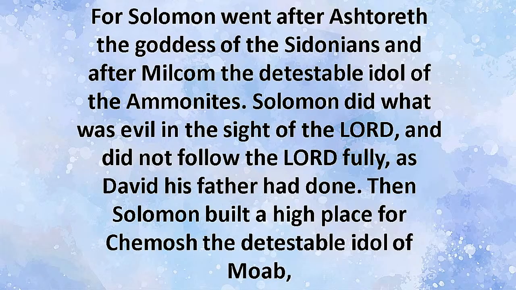And there's a whole list here. Solomon went after the Ashtoreth, the goddess of the Sidonians, and after Milcom, the detestable idol of the Ammonites. Solomon did what was evil in the sight of the Lord and did not follow the Lord fully as David his father had done. Then Solomon built a high place for Chemosh, the detestable idol of Moab. So we have Milcom, Ashtoreth, and Chemosh, 3 idols of the surrounding nations that he either is worshiping or building temples or high places for. On the mountain which is east of Jerusalem, and then he adds Molech, the detestable idol of the sons of Ammon. Molech probably rings a bell, doesn't it?